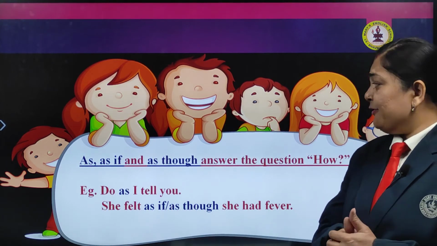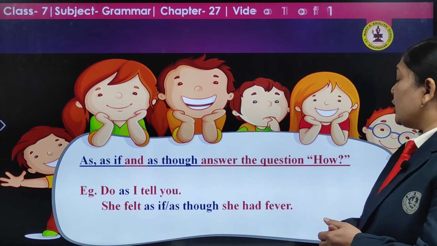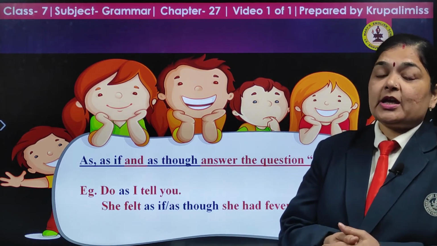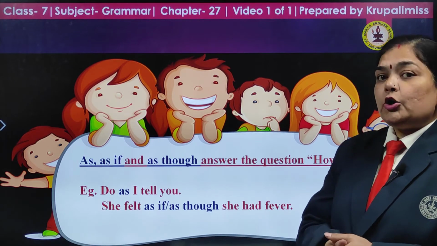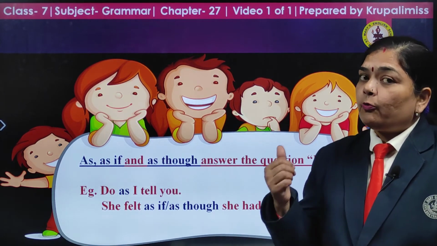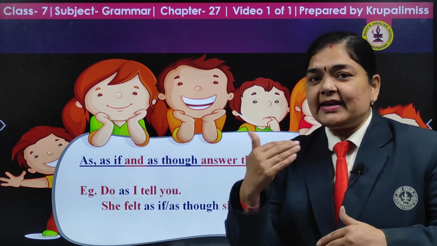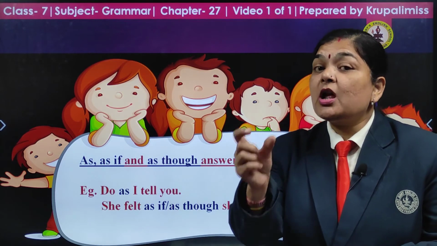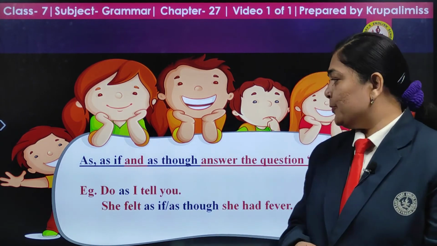As if, and as though answer the question how. They are asking the question how. For example, do as I tell you. What to do? How to do? You do as I tell you. So, you are using the question how. How to do? You do as I tell you.